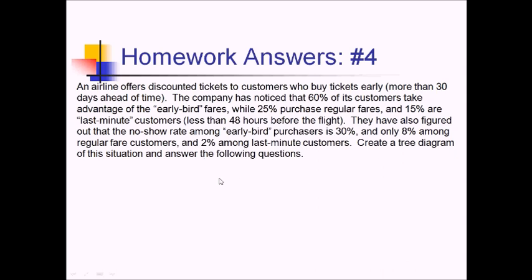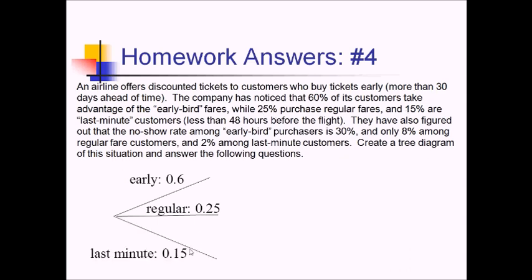So the first branch here, taking the information we have about the whole population, is going to be what type of tickets we're buying. So we've got 60% for early bird, so that's 0.6 for the early bird branch. Regular branch is going to be 0.25, and then we have the last 0.15 for the last minute customers.